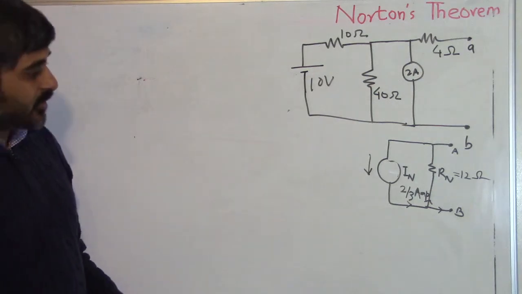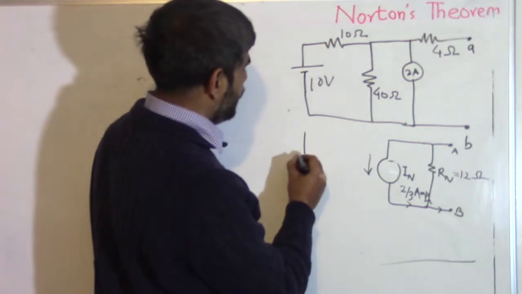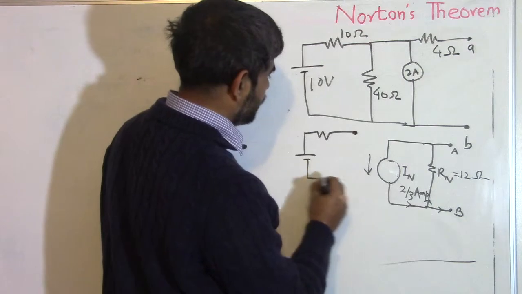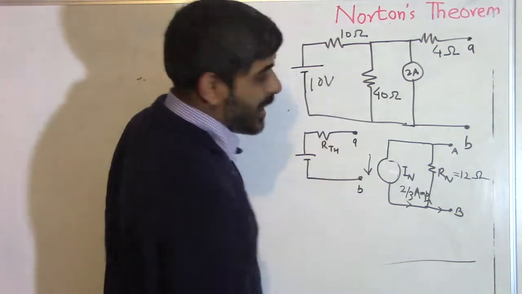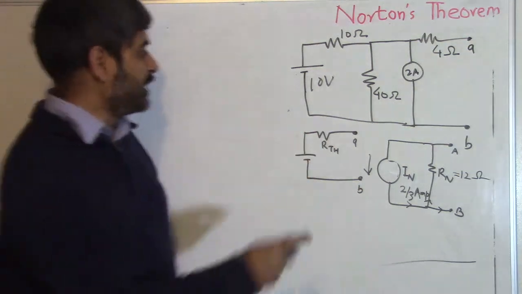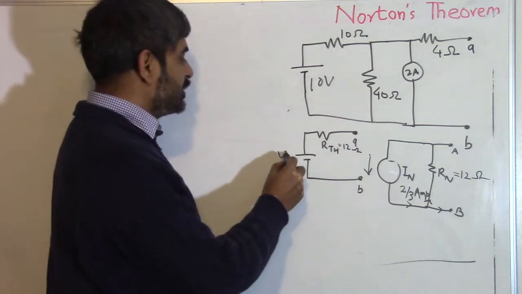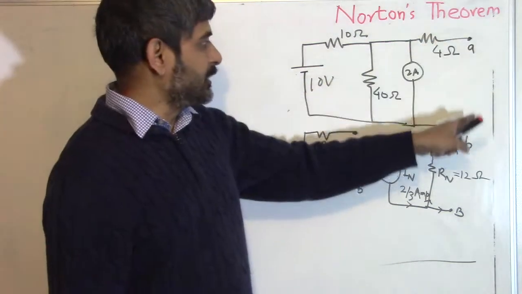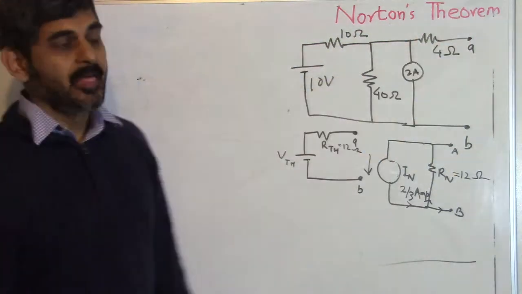What does Thevenin's theorem say? Thevenin's theorem says that this circuit can be replaced by a voltage source and a resistor in series between A and B, such that this is RTH. RTH is calculated exactly the same way, and this one will have a value of 12 ohm. But VTH is different. VTH is obtained by open circuiting this and calculating the voltage across A and B.